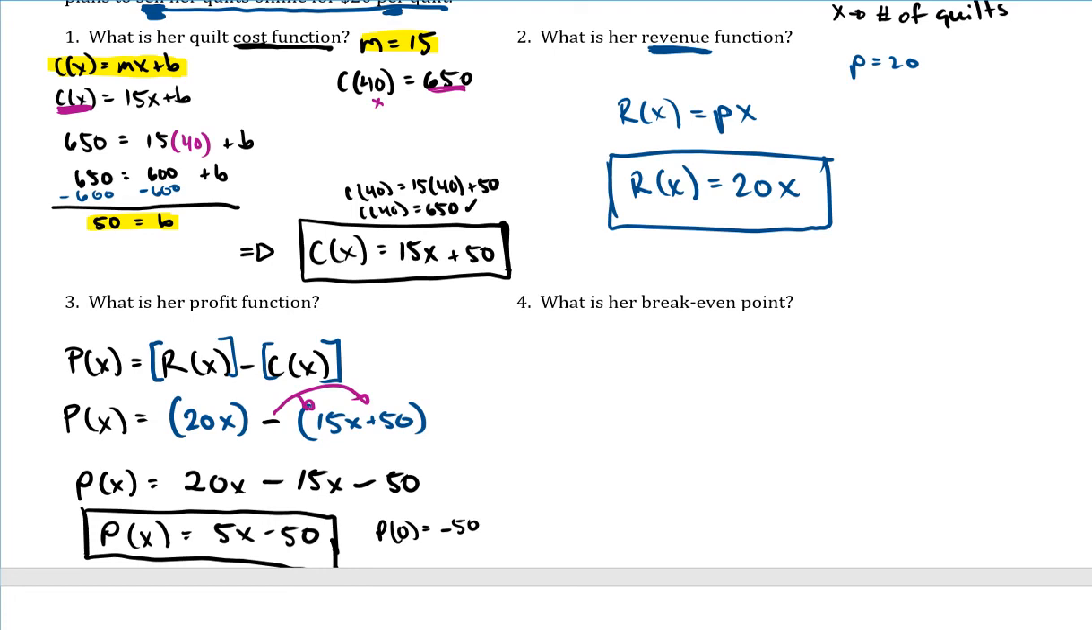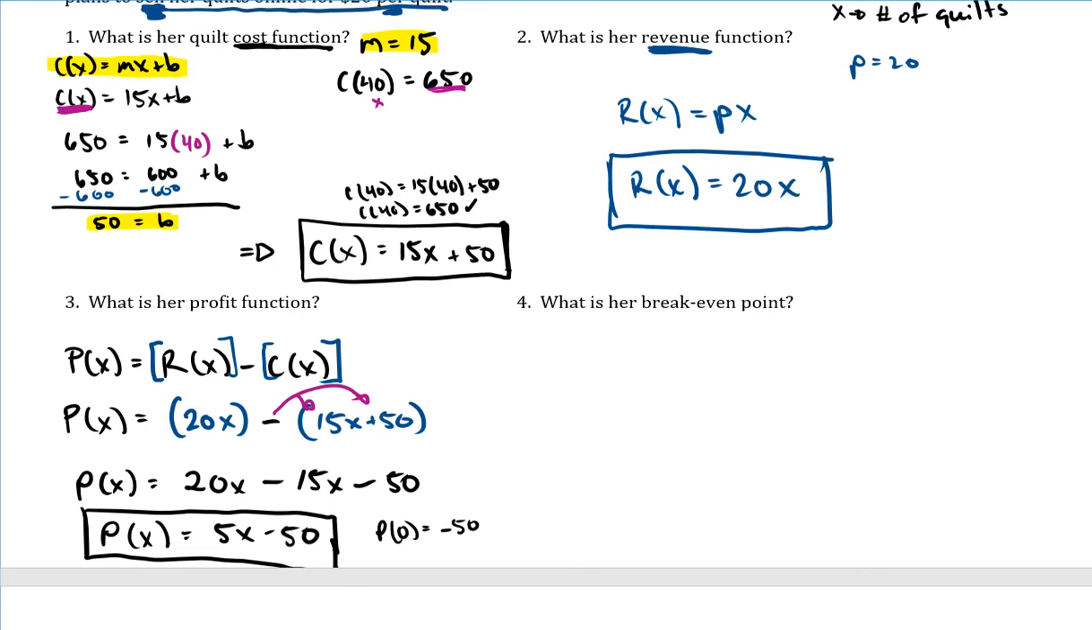So what they're saying is, if she sold 0 quilts, she's currently making a profit of negative $50. So she's losing money because she's spending to get the supplies and whatever, and not selling anything afterwards. So yeah, that at least makes sense. Okay, so again, that helps with the distributing.